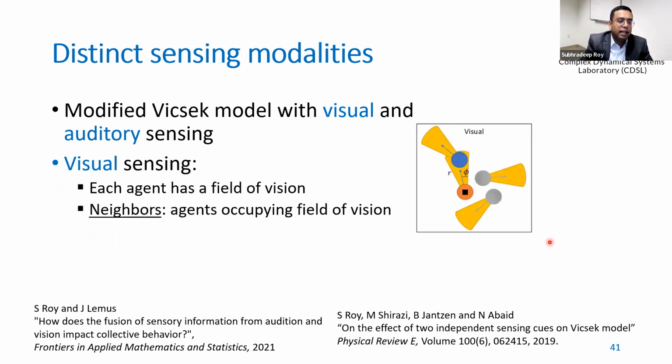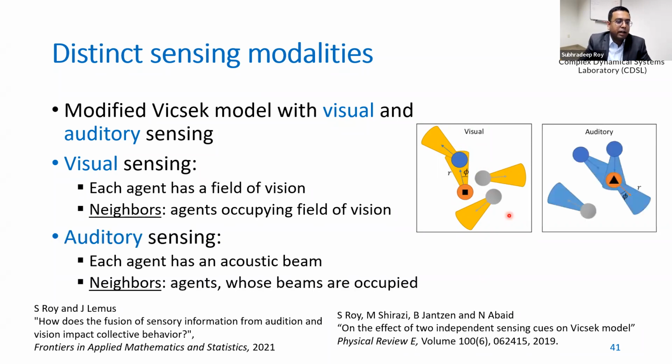So first of all, let me explain the visual sensing. We provide each agent a field of vision within which it can sense the presence of other particles. So for example, if you look at the orange particle over here, the yellow region represents its field of vision, where it can sense the presence of the blue particle. So the blue particle is its neighbor, and the gray particles are not its neighbors because it cannot take information from them. In a contrasting case, we define an auditory sensing. In the auditory sensing, particles are no more using visual mode of sensing.